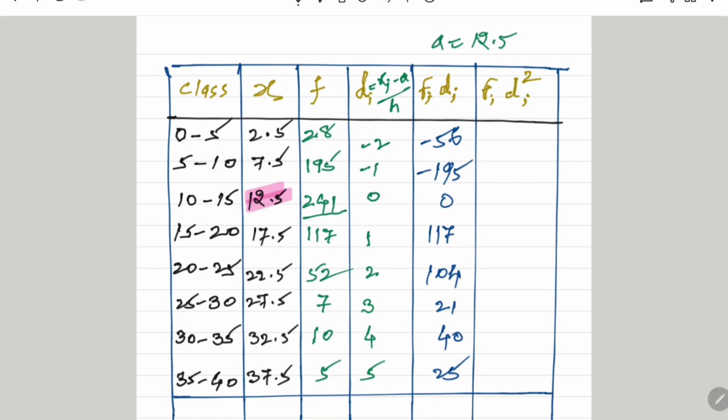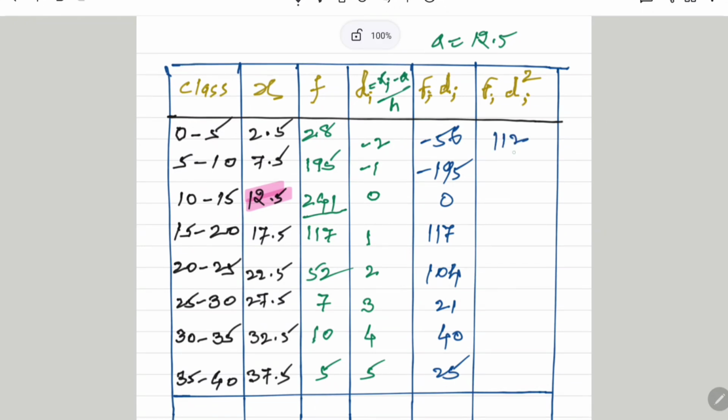Then f into di square. Square of minus 2 is 4 into 28, we get 112. Minus 1 square is 1 into 195, we get 195. Then 0. 1 square is 1 into 117, we get that as 117. 2 square is 4, 4 into 52, we get 208. Then 3 square is 9 into 7, we get 63. 4 square 16 into 10, we get 160. And 5 square is 25 into 5, we get that value as 125.